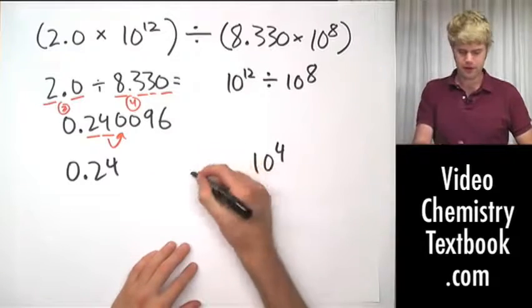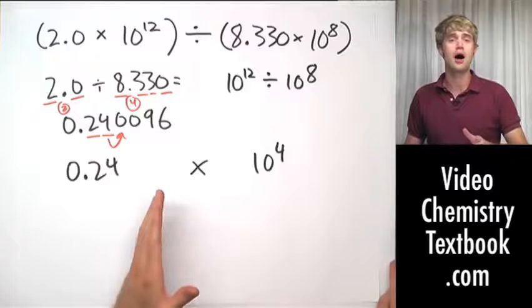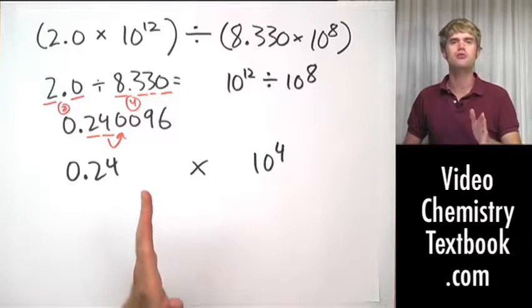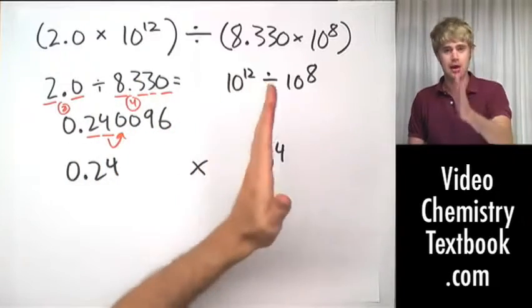So, is this going to be our final answer? 0.24 times 10 to the 4th. It's not, because if you remember, correct scientific notation is always written where we have 1 digit, and then the decimal place, and then all the other digits.